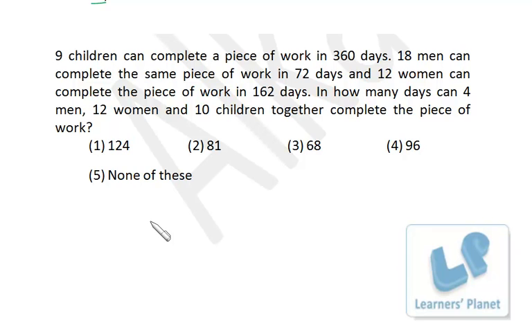Now in these sorts of questions, you should convert all of them into one unit, like a men and children combination. Like, 1 man is equal to how many children in capacity, and 1 woman is equal to how many children in capacity. So 9 children, 360 days. So 9 into 360 children days is equal to 18 into 72 men days. With this equation we'll be able to get the relationship between men and children.